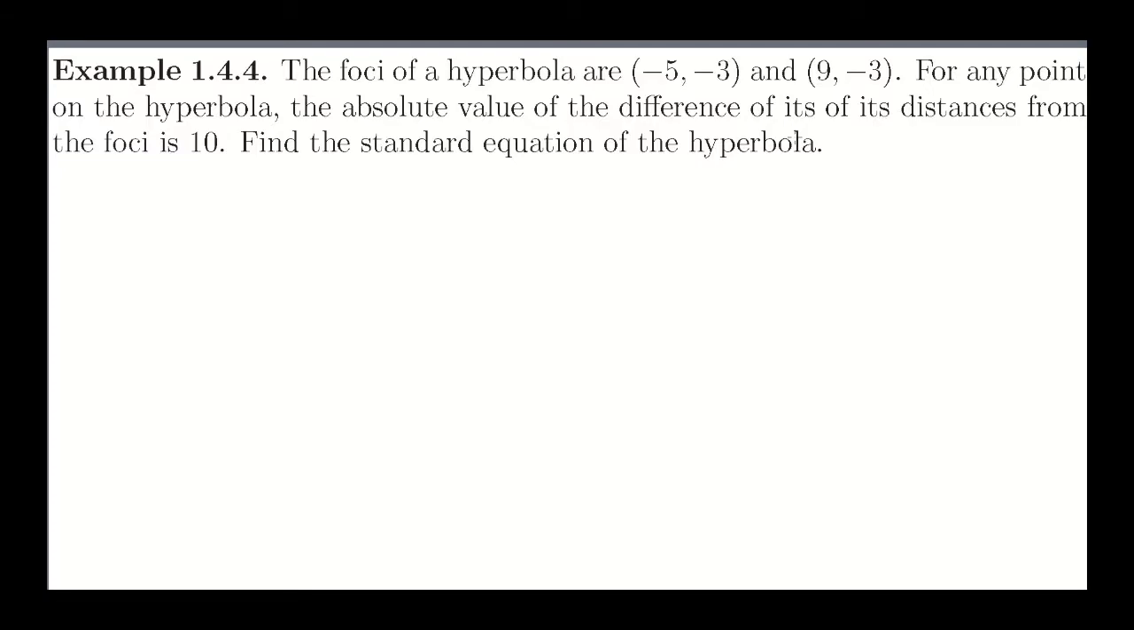Okay, so we're back again with another example. The foci of a hyperbola are (-5, -3) and (9, -3). For any point of the hyperbola, the absolute value of the difference of its distances from the foci is 10. Find the standard equation of the hyperbola.